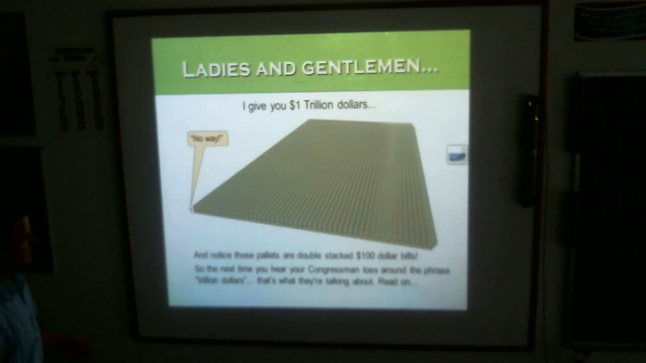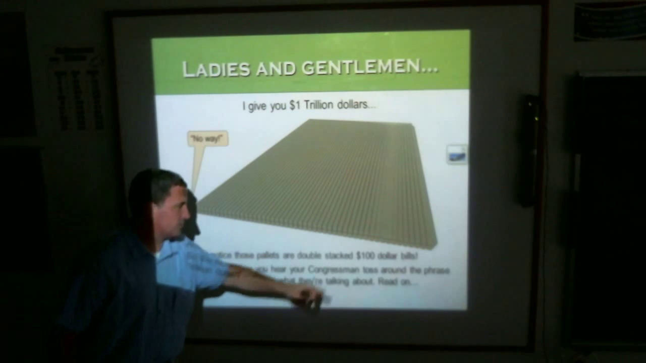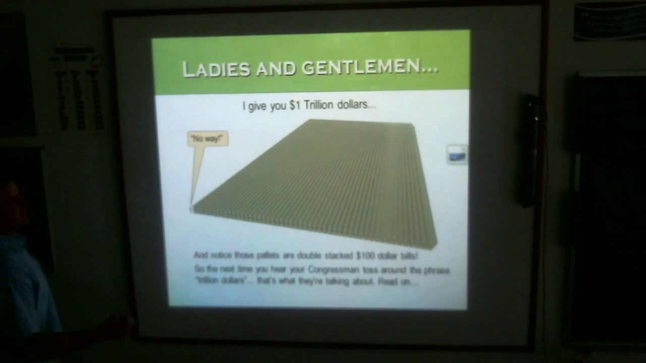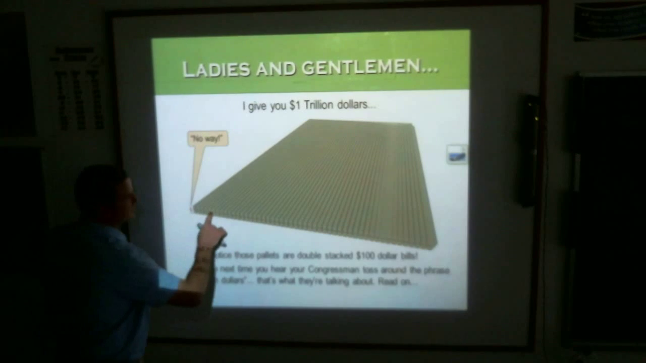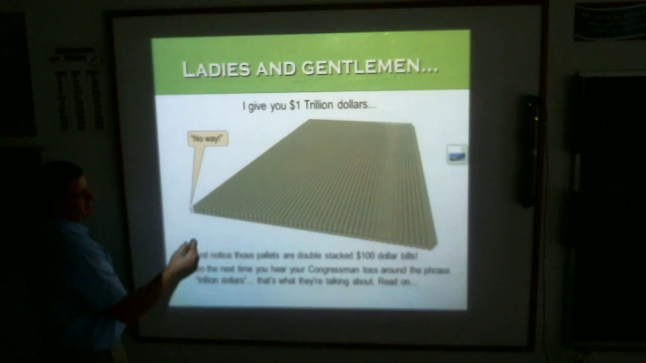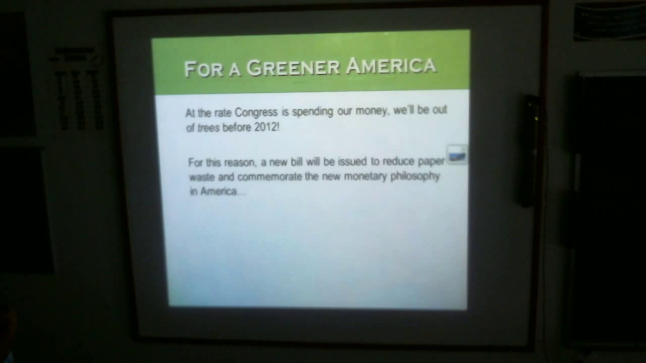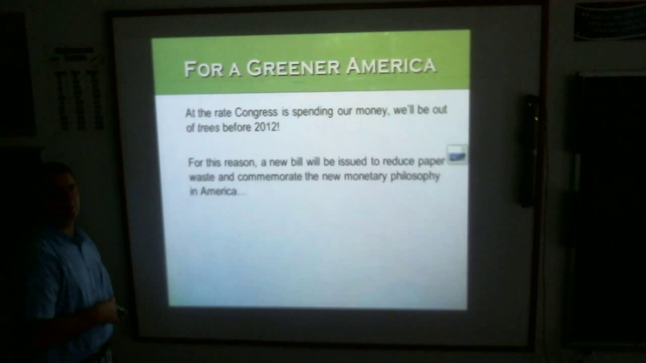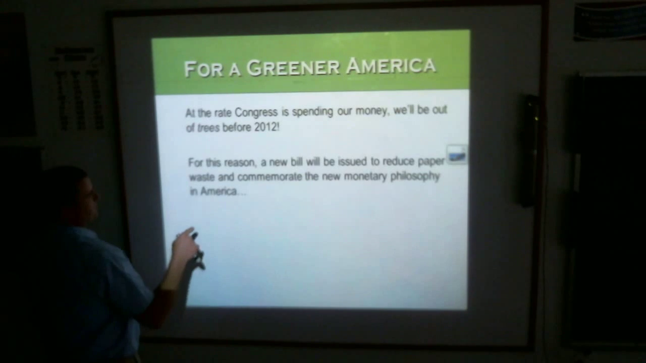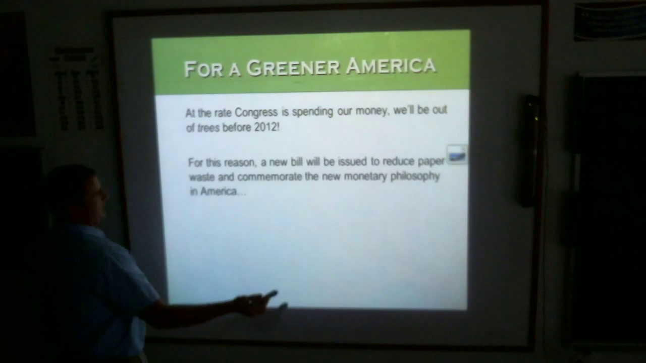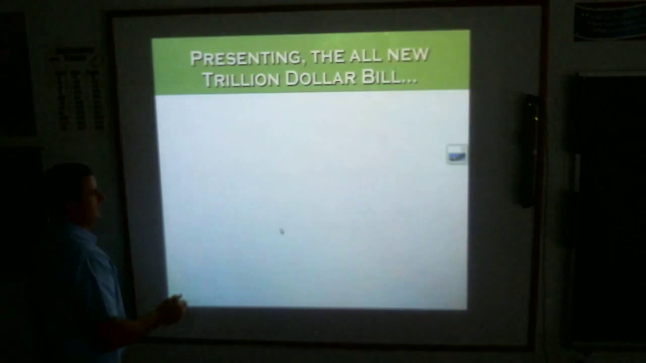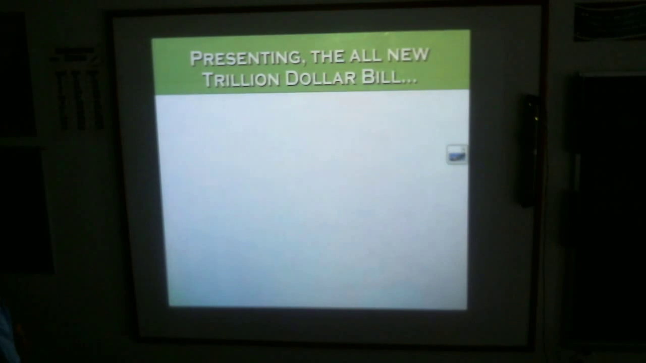So the next time you hear a Congressman toss around the phrase trillion, that's what they're talking about. That many $100 bills all stacked. At this rate, Congress spending our money, we'll be out of trees before long. That's kind of funny. Wait, here's an interesting one. A new monetary philosophy in America, which is probably President Obama on a bazillion dollar bill.